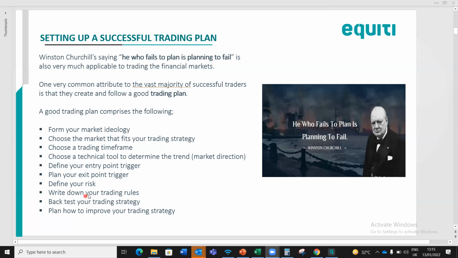Then define your risk. Number seven is write down your trading rules. Right, that should be number eight. Write down your trading rules. Number nine, backtest your trading strategy. And then the last but not the least, which is the tenth one, is plan how to improve your trading strategy. Don't be antiquated. Don't stick to just what you know. Learn to want to expand. So let's quickly look at all of these in details.